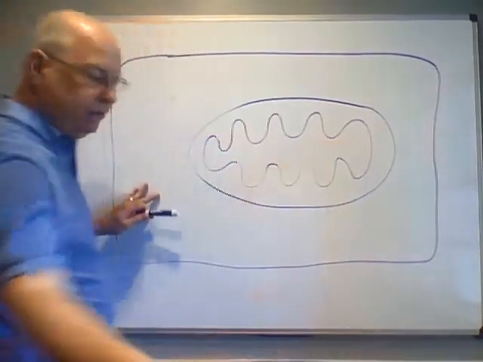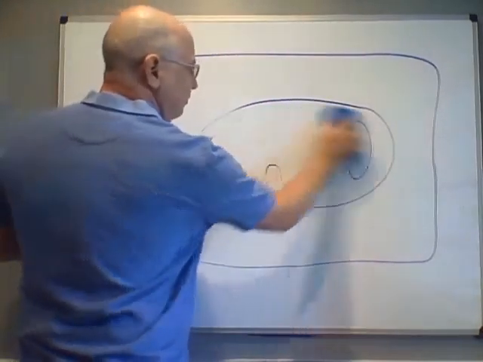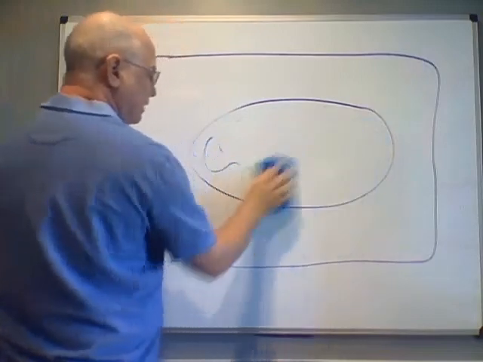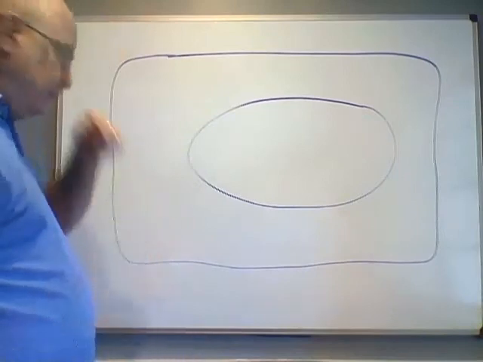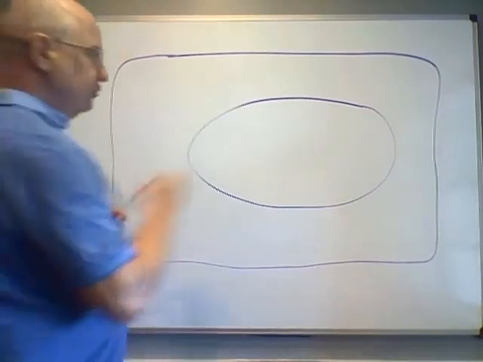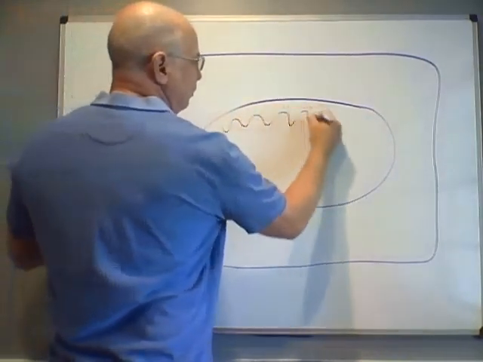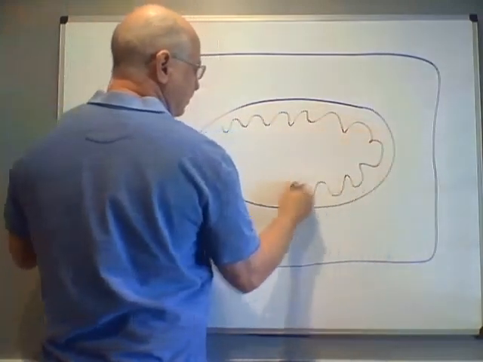Now, I'm going to erase the matrix because I need to write inside of here. And I'm actually going to draw the inner mitochondrial membrane a little bit smaller because I need some space inside of here. Okay? So if you're drawing yours, you might want to redraw it. And actually, you should practice drawing this till you can draw it from memory. But the inner mitochondrial membrane is all folded up.